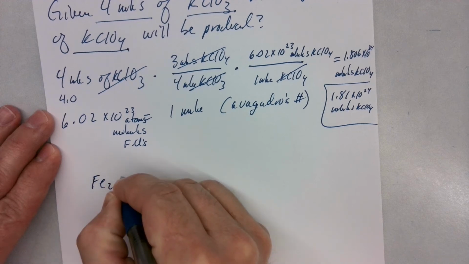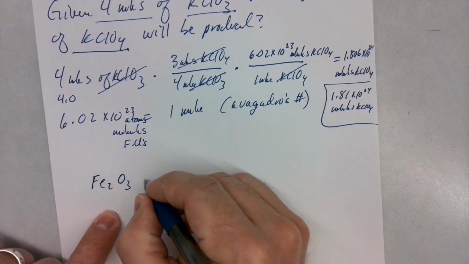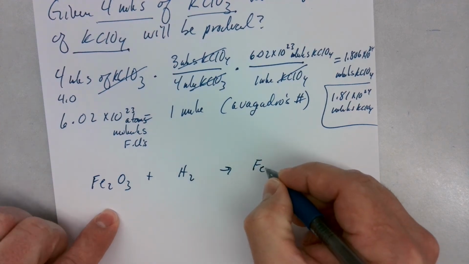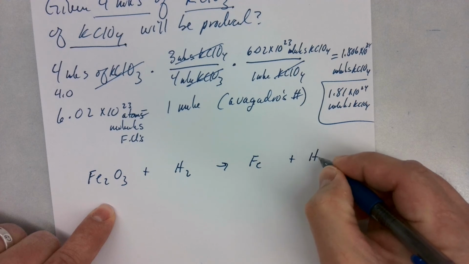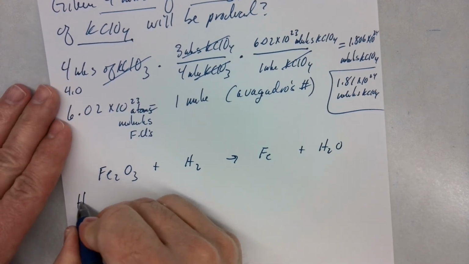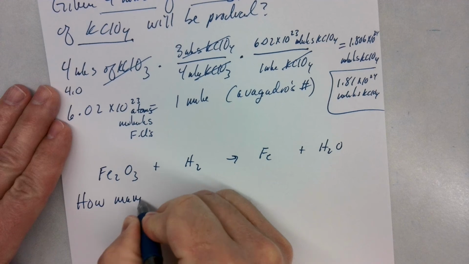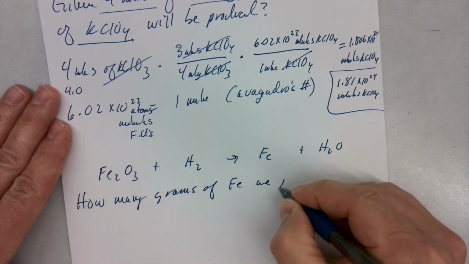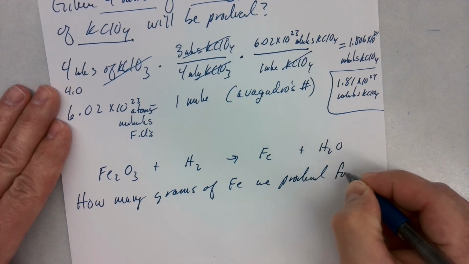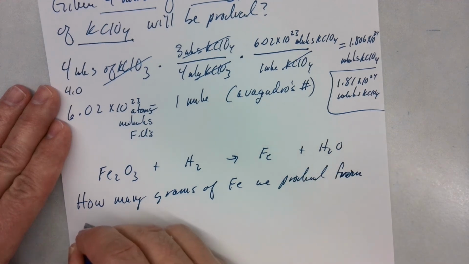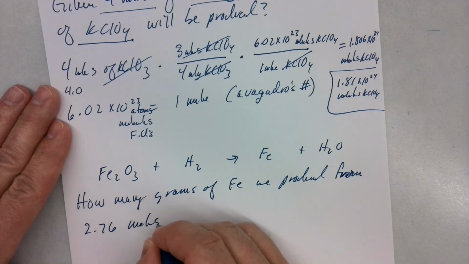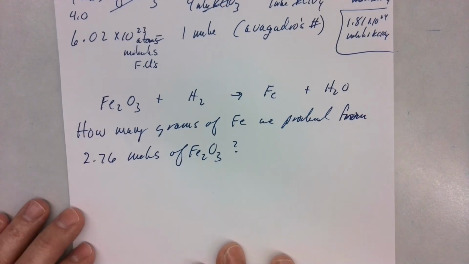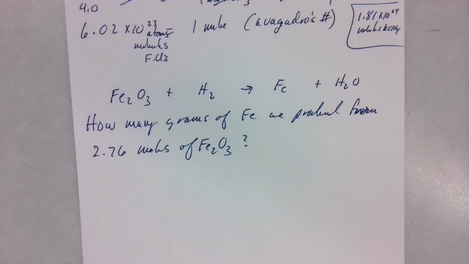Fe2O3 plus H2 yields Fe plus H2O. And I want to know how many grams of Fe are produced from 2.76 moles of Fe2O3. Okay? Balance it, do the math. I will be right back.